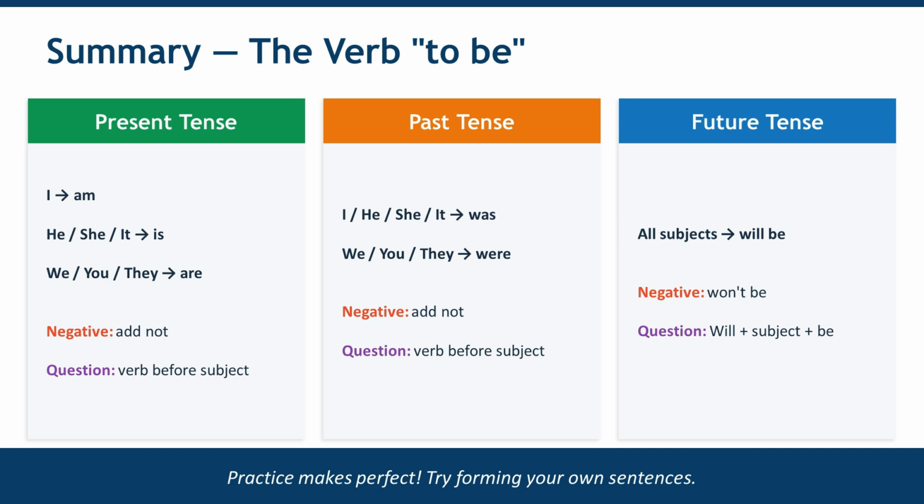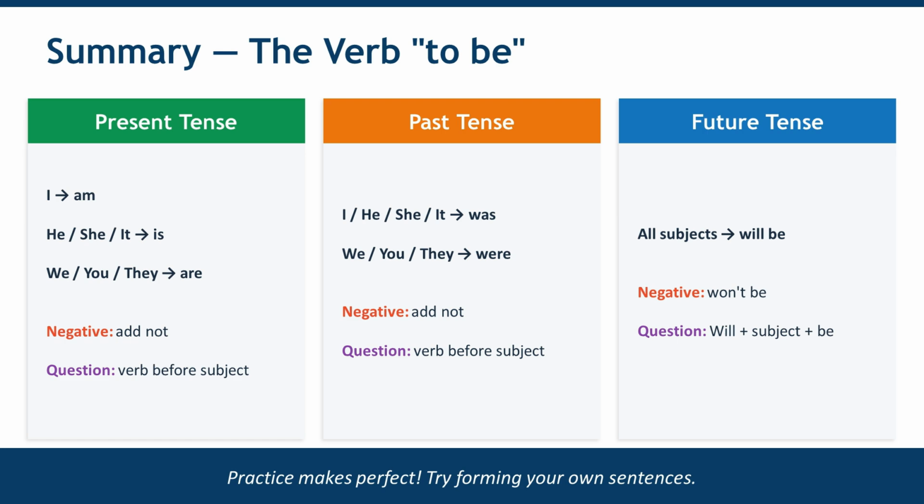Let us now summarize what we have learned in this lesson. In the present tense, I goes with am, he, she and it go with is, and we, you and they go with are. In the past tense, I, he, she and it go with was, and we, you and they go with were. In the future tense, all subjects use will be. This is the easiest form.